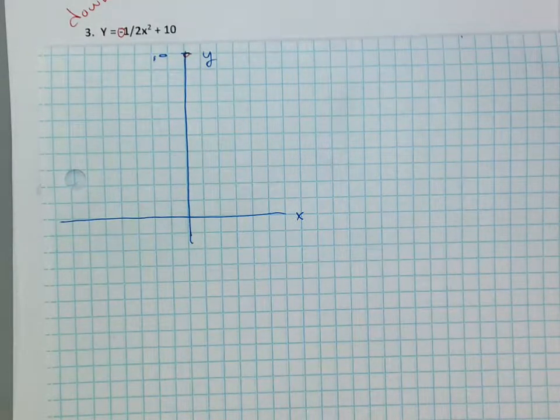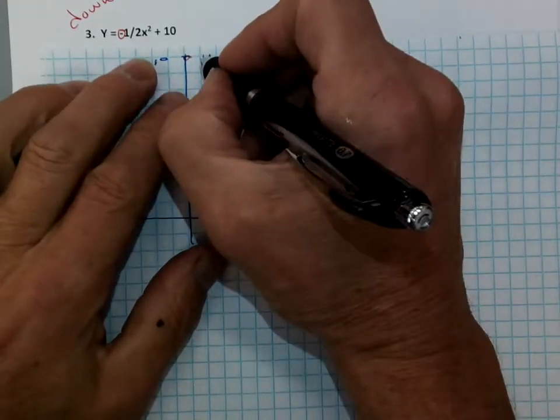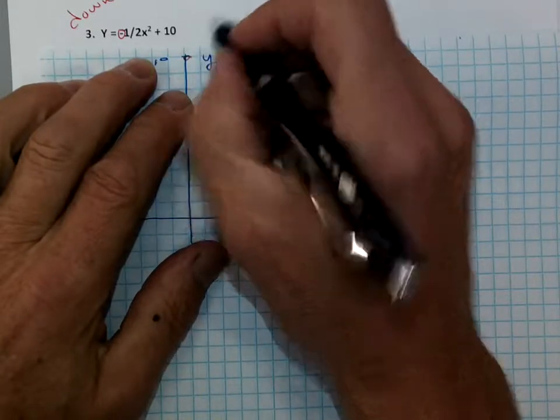We're not going to go 2, 4. We're going to go 2, 2 because half as tall. We're not going to go 3, 9. We're going to go 3, 4.5 because we're going to go half as tall. Except we're not going tall. We're going down because it's negative. Got it? So from my vertex, if I go over 1, I'm going to go down a half, okay?